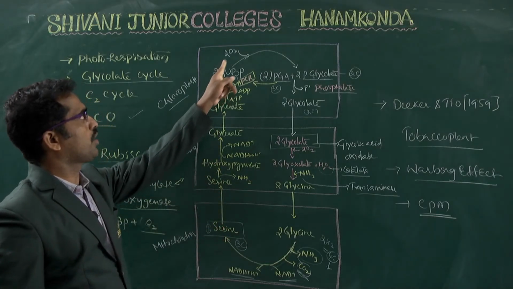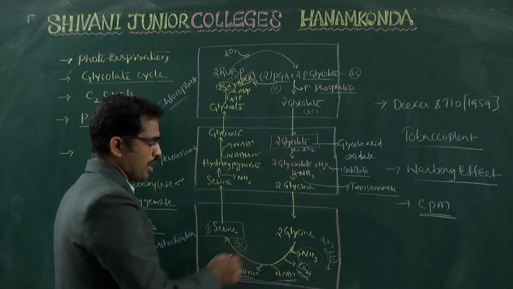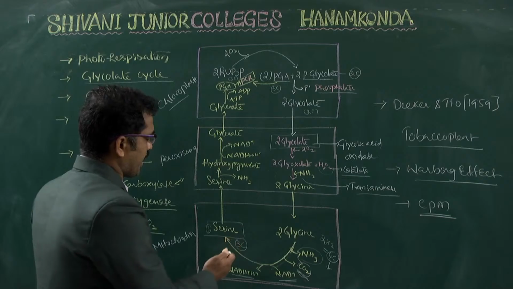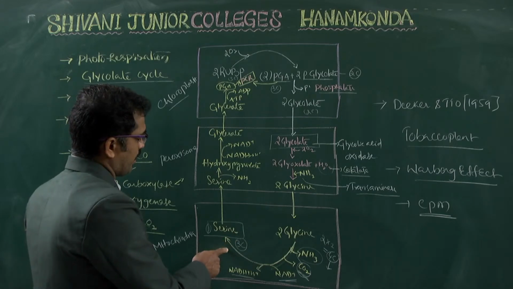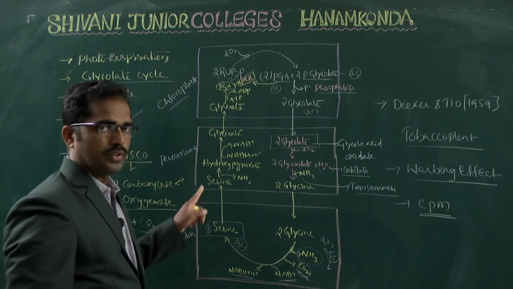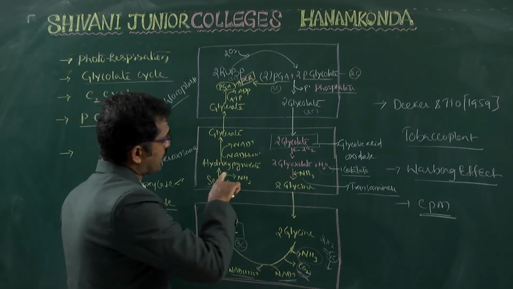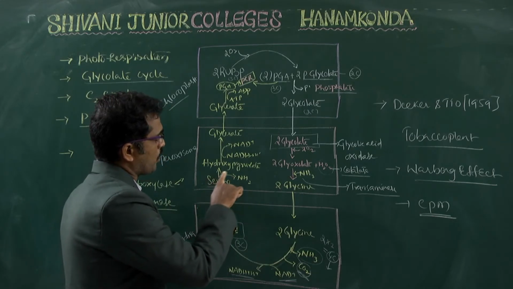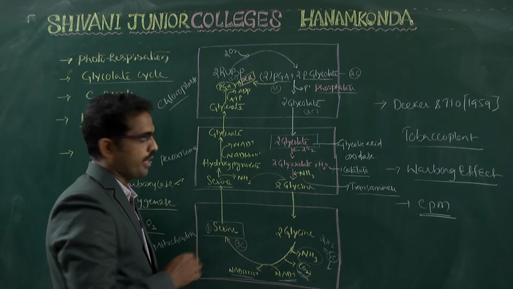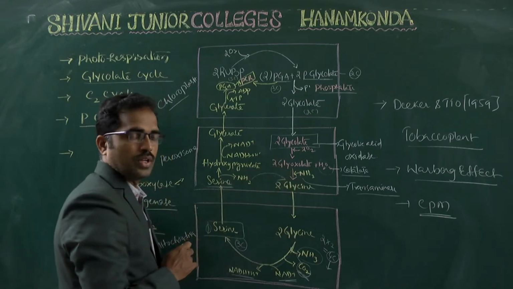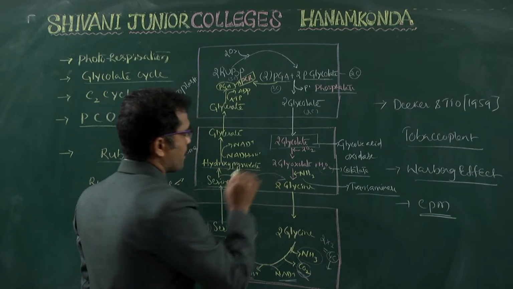That's why we have to take 2 RuBP, 2 O2. This 1 molecule of serine is a 3 carbon compound. This serine is again transported into the peroxisome. In the peroxisome, this serine undergoes deamination, where the amino group is transferred. Then we will get hydroxypyruvate.